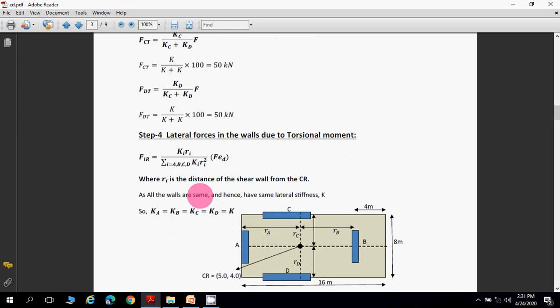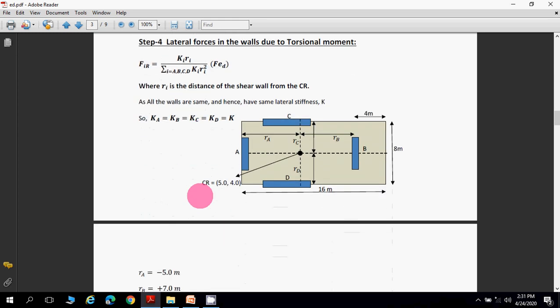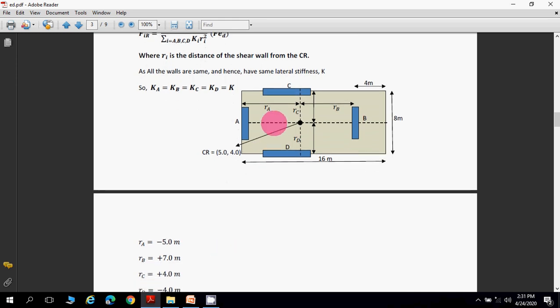As I discussed earlier, r_i is the distance of the shear walls from the center of rigidity. You can see in this picture that this is the point where the center of rigidity is located, at 5.0 and 4.0. So r_A of wall A will be given by this, r_B of wall B by this, and r_C and r_D also by this.